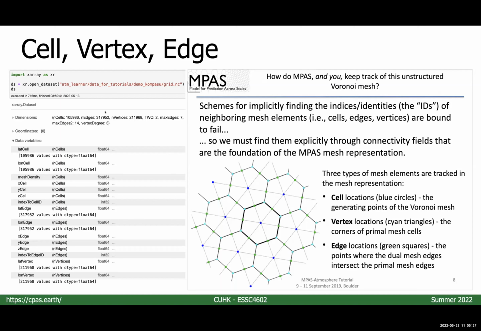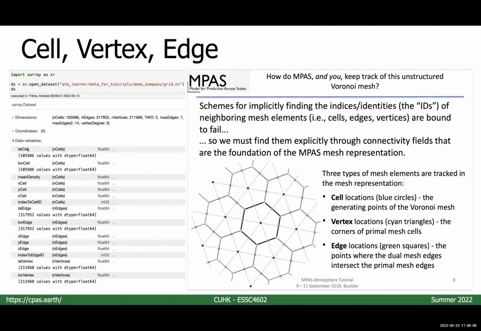And then in the grid.nc file, there are data variables that contain the data about each location's latitude and longitude. Say, for cell, you have latCell and lonCell. And how about this dimension? This dimension is nCells. nCells is the number of cells. So in this grid.nc, you have a dimension which has more than 100,000 cells.